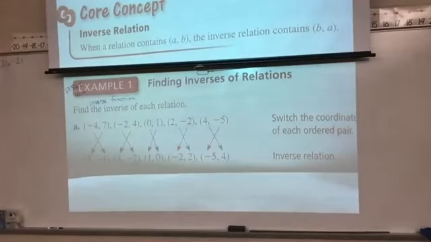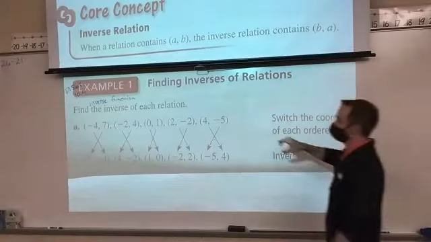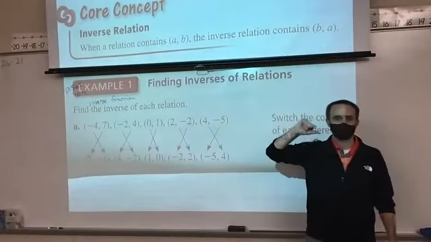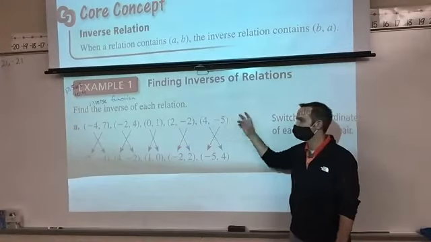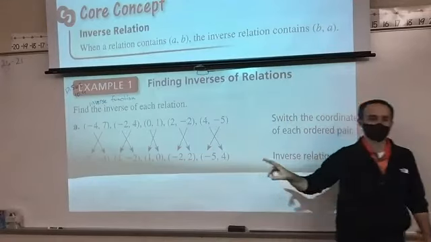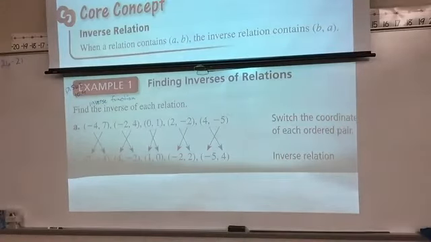Okay. So if they ask you a question like that, pretty easy. Take your x and y, switch them. You're going to see some that are exactly this easy. Exactly like this. They're going to give you a bunch of ordered pairs. You just got to switch. Okay, inverse relations.